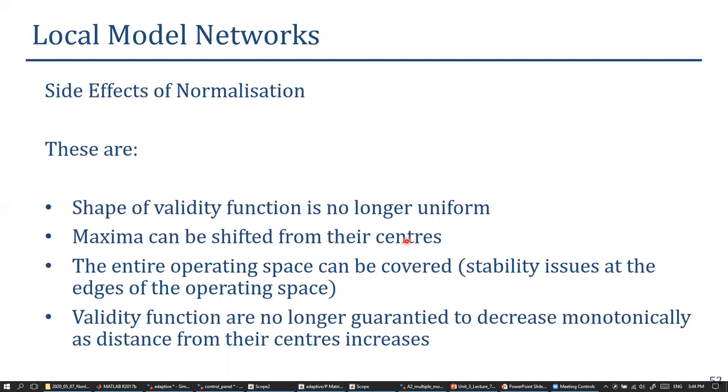And without an example, this is impossible to understand, right? Does any of you know what I have just said? What does it mean that the maxima can be shifted from their centers? Come on, anyone? Okay, let's take a look at an example.